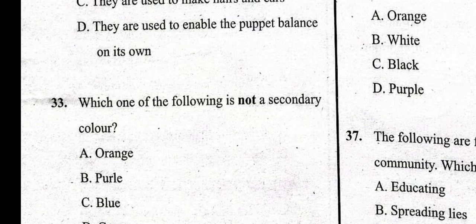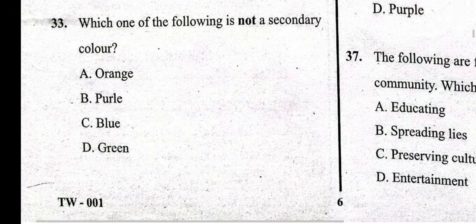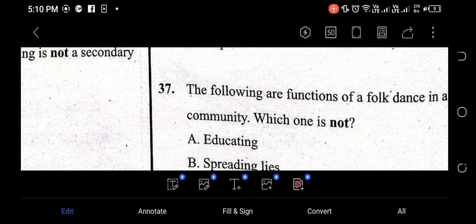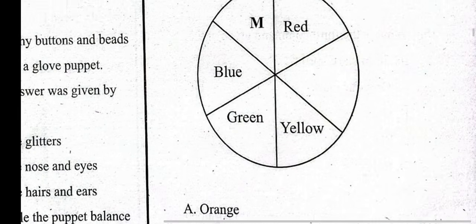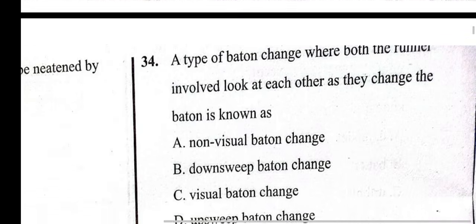Then which one of the following is not a secondary color? We have orange, blue, purple, green. Blue is a primary color, so that one is not a secondary color. We continue with our revision here. And what number are we?